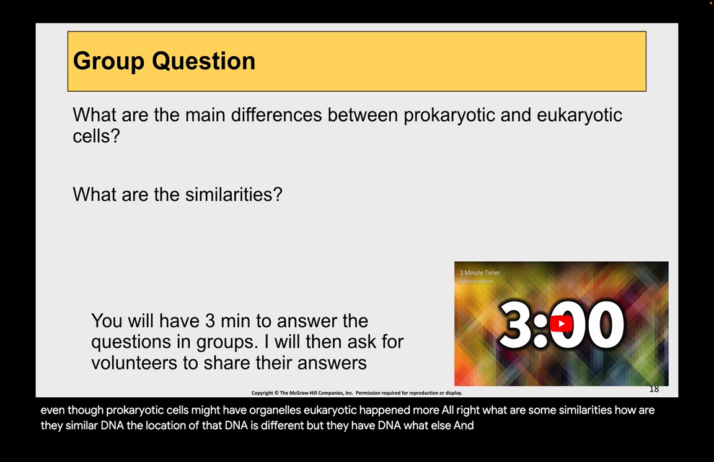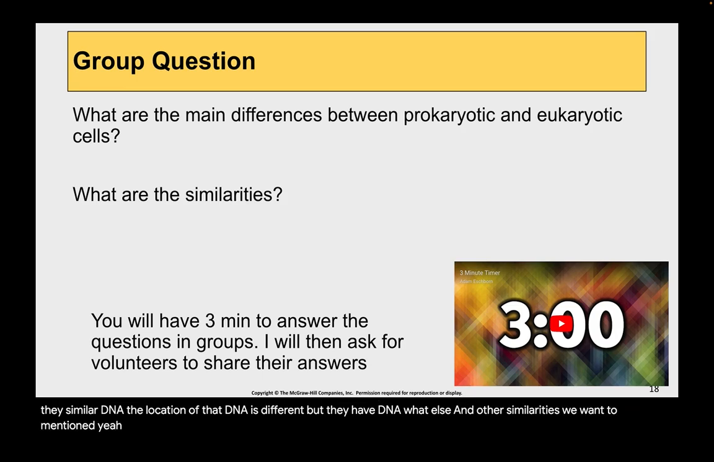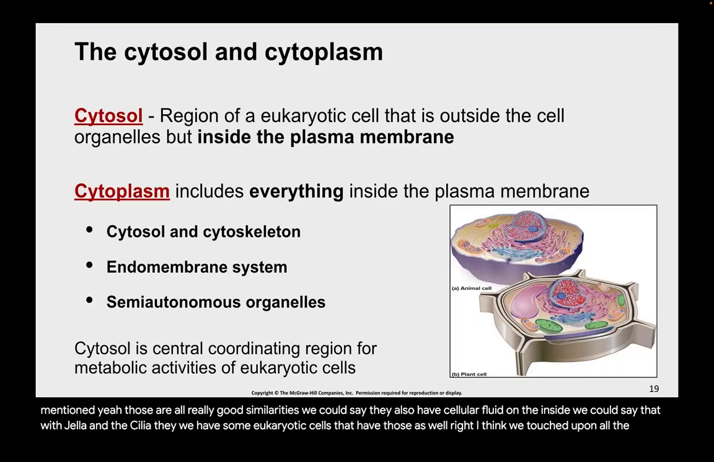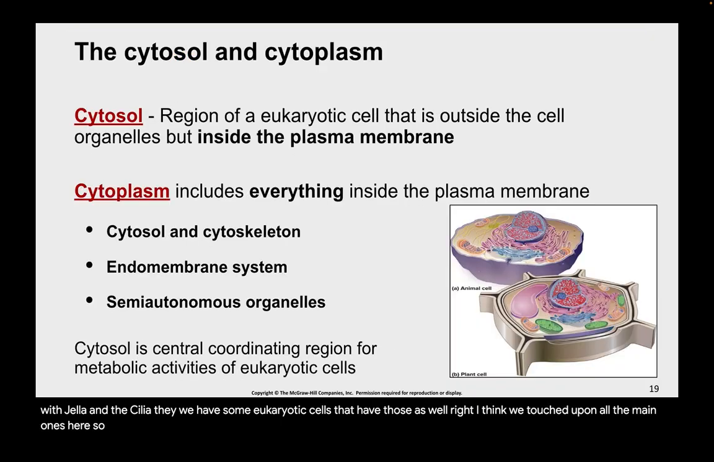Any other similarities we want to mention? There's a plasma membrane. Yeah, they have a plasma membrane. Yeah, those are all really good similarities. We could say they also have cellular fluid on the inside. We could say that flagella and the cilia, we have some eukaryotic cells that have those as well, right? I think we touched upon all the main ones here. So let's move on to continue with our eukaryotic cell.